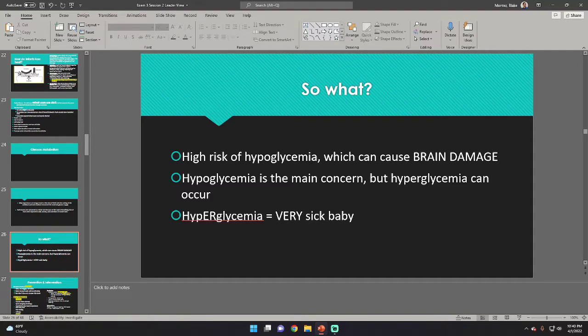Newborns have a risk of hypoglycemia, which can cause brain damage. Hypoglycemia is the main concern, but hyperglycemia can also occur. If you have a hyperglycemic baby, that is a very sick baby.